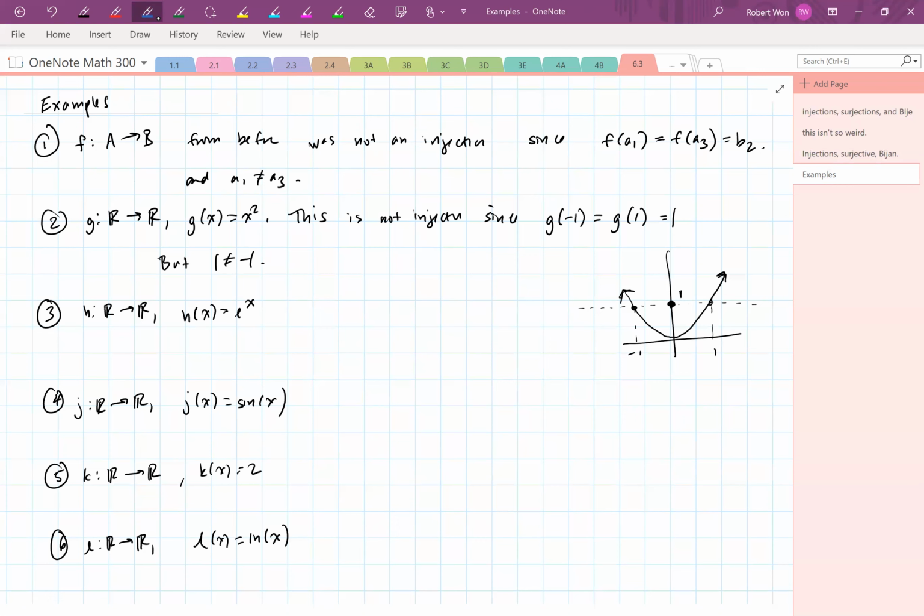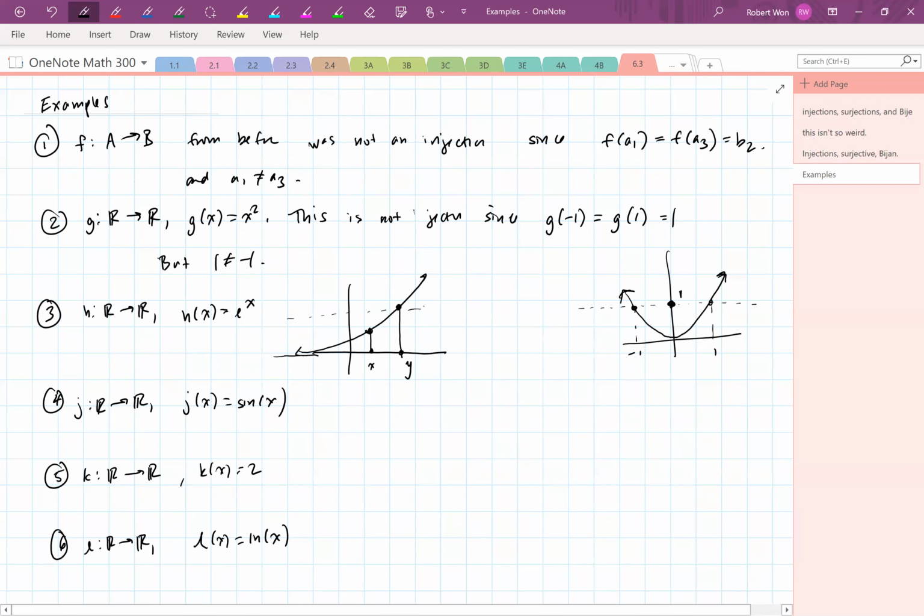So this function, e to the x, if we think about what its graph looks like, we can get some idea. Its graph looks like this. This graph is always increasing. You can prove that by taking a derivative test or something. Which means that if x and y are different values, then e to the y and e to the x are different. If y is bigger than x, then e to the y is bigger than e to the x. In other words, every horizontal line passes through this function only once. So this function is injective. If x doesn't equal y, then e to the x doesn't equal e to the y.